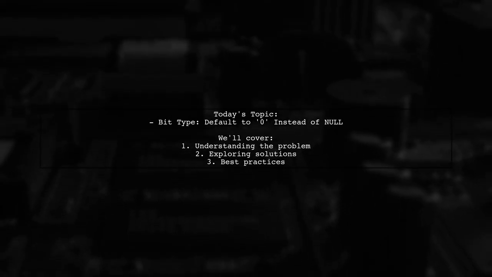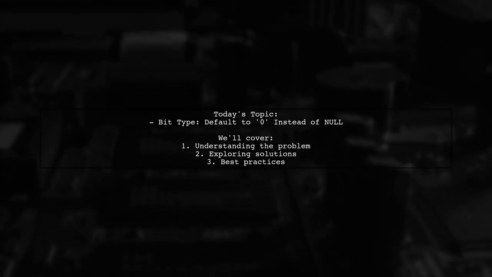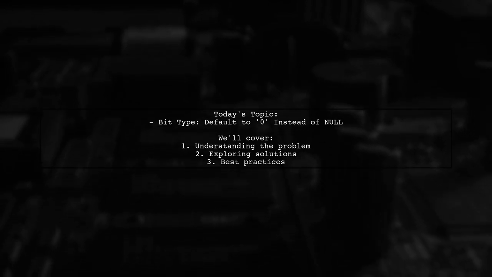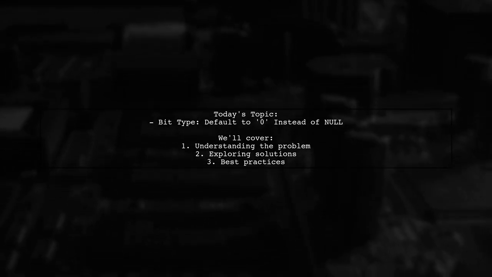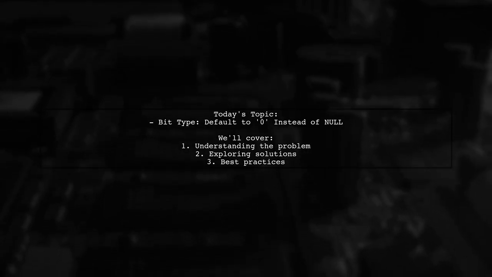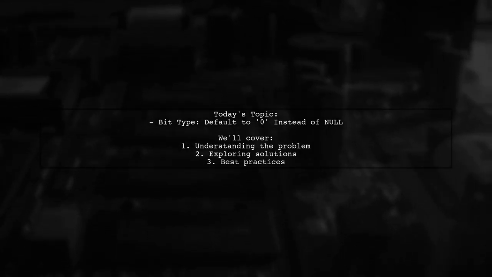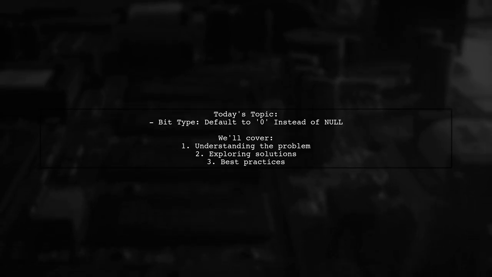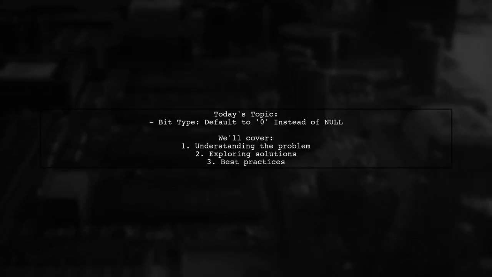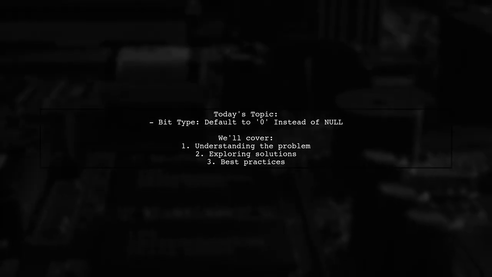Today, we're tackling a question that many SQL Server users encounter. Our viewer is curious about how to set a default value for Boolean fields. Specifically, they ask, "By default, SQL Server assigns Boolean fields a null value. How can I tell it to use 0 as the default instead?" They tried setting the default value to 0, but it still defaults to null. Let's dive into this common challenge and explore some solutions together.